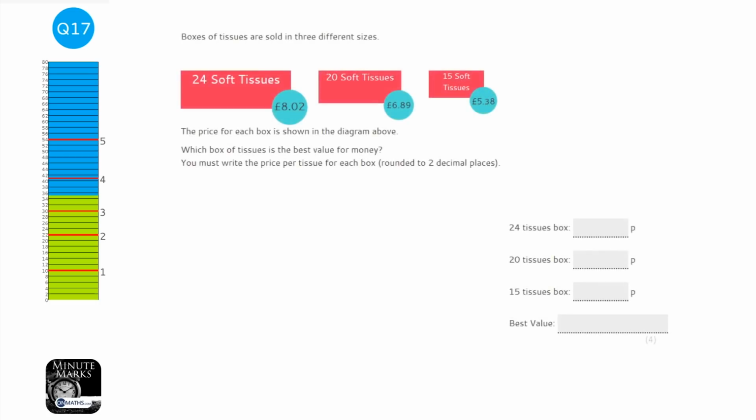With best value questions, which this is one of, there's normally multiple ways of doing it. Either you get the price per item, or you get how much of the item you get for 1 pence, or you get them so that they're the same amount of items and then you compare the prices. Now this one asks for the price per tissue, so that's the way we've got to answer this question. So we're going to have tissues on the left hand side and price, and I'm going to do it in pence because it's normally a lot easier to work out when it's in pence.